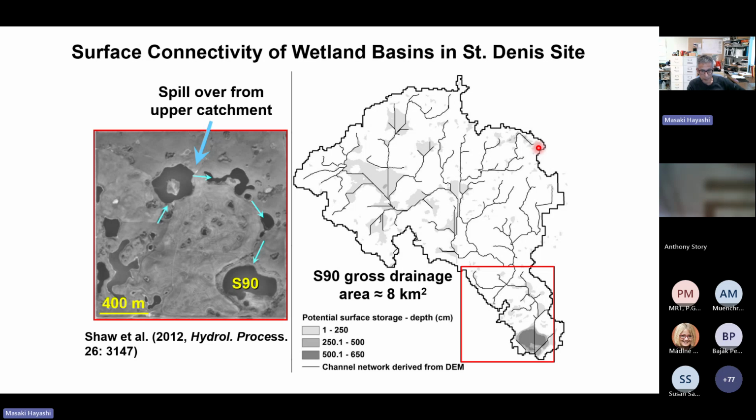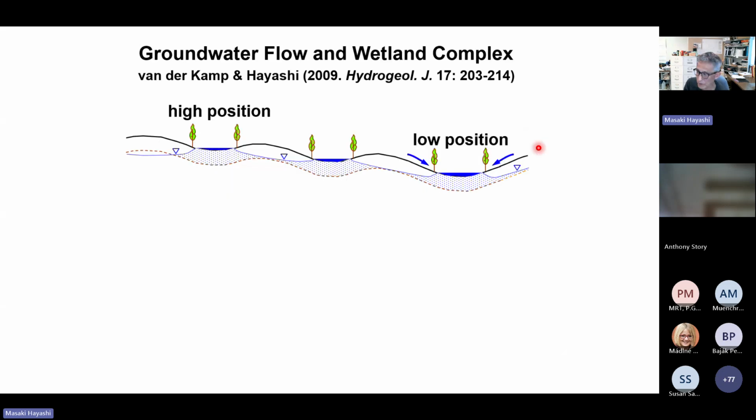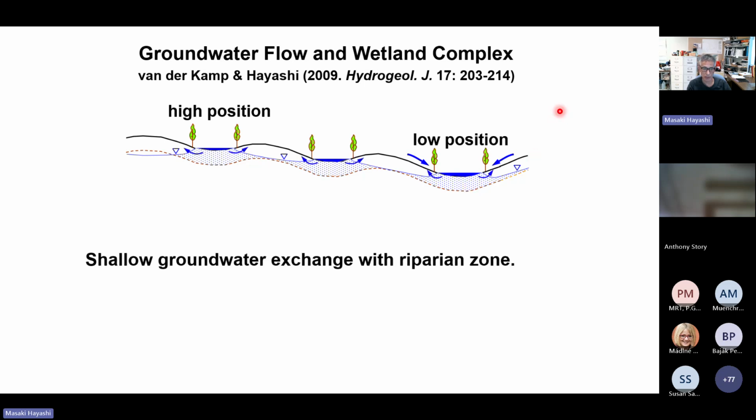So water input to a lot of these discharge wetlands is by surface water driven by snowmelt runoff, not by groundwater. So this is the revised conceptual model. So we still have recharge wetlands in high position and the discharge wetlands in low position. And then all wetlands have a very active exchange of groundwater with the riparian zone, because this part, which is saturated and has high saturated hydraulic conductivity, allows active flow of groundwater.